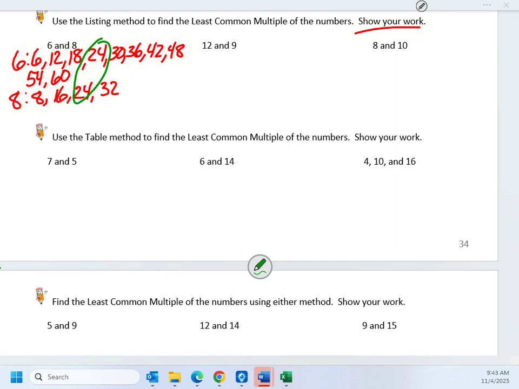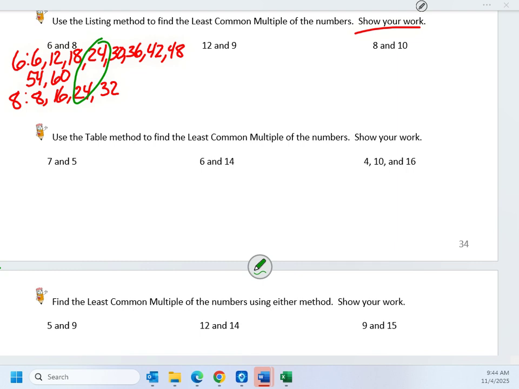I went to 10 with my first number, and then with my second number, I could actually stop when I had that 24, because that's the least common multiple. I could have kept going to see what else they shared. I could have gone up to that 80, and they shared more multiples, like 48, but I didn't have to. And it's okay to stop once you find that least common multiple.